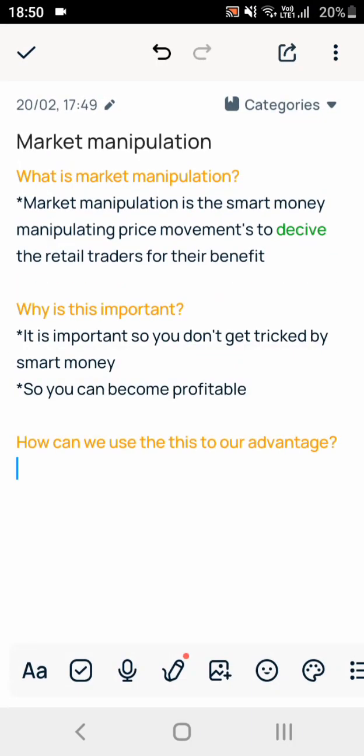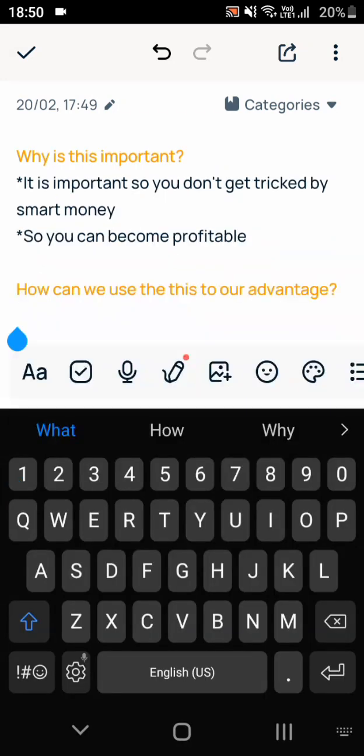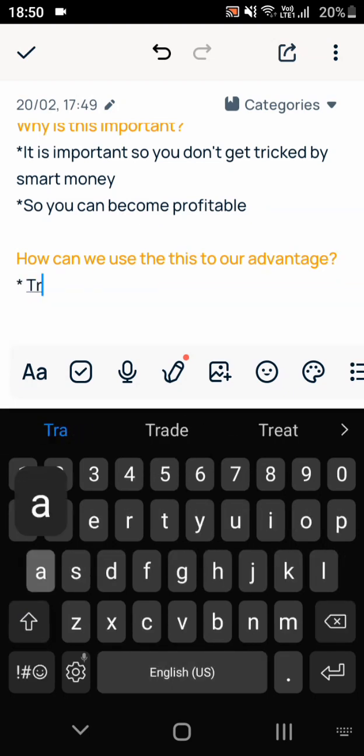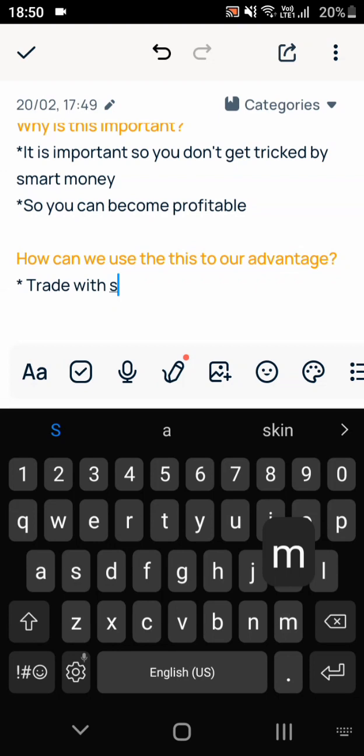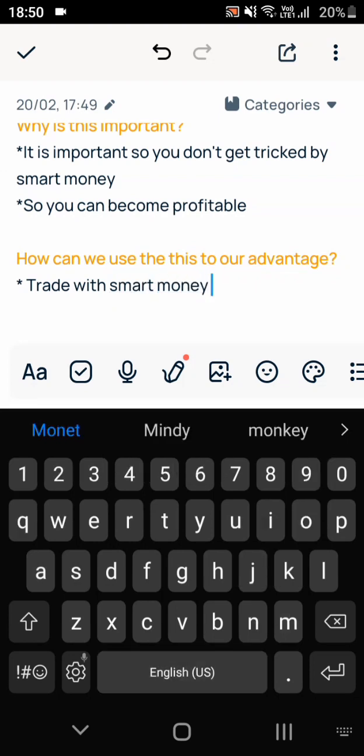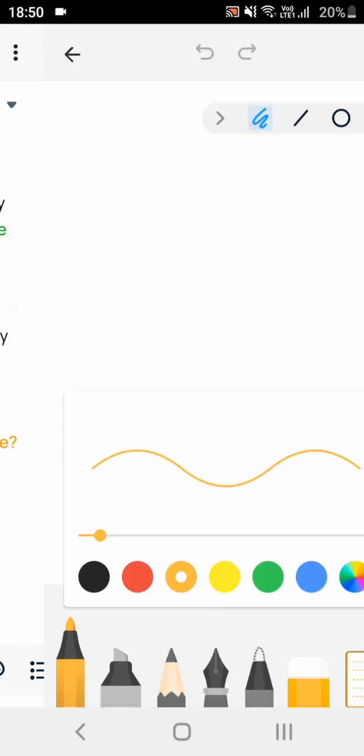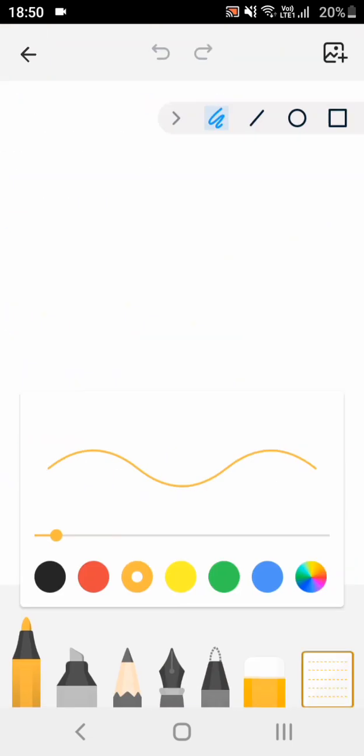So how can we use this to our advantage? How can we use market manipulation to our advantage? We can simply trade with smart money. That's literally it, guys. We can trade with the market makers. We can trade with the people that move the markets. So let me show you what I've been ranting about.